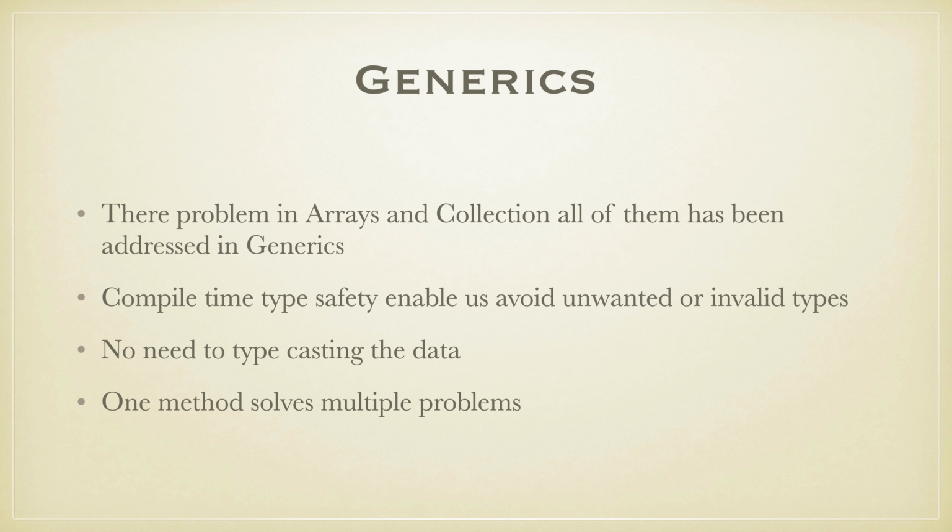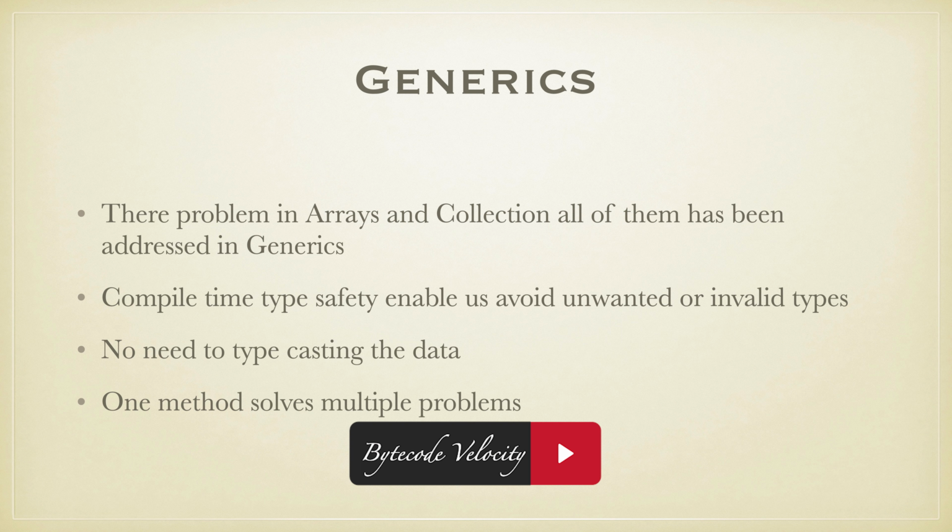So take a look at the third point: no need for typecasting the data in generics. So this has been addressed in generics because this is not available in collections, right? And the second point, compile time safety, enables us to avoid unwanted or invalid types. And when it happens, it happens at compile time itself. So you don't have to wait until it goes to production or any deployed environment and then throws a runtime exception. So we can avoid all of them a lot earlier.